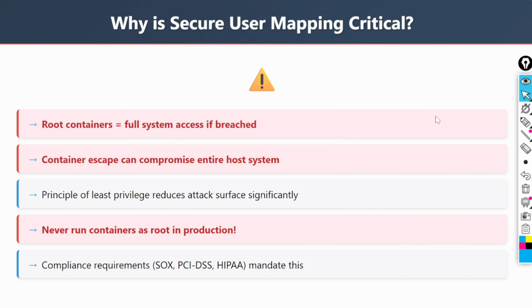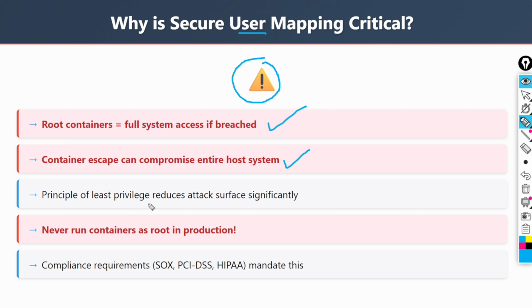Now let us see why secure user mapping is critical. These are some pointers. If we compromise on user mapping, then this will affect the following. Root containers obviously equal full system access if breached. That is one of the key critical components, and container escape can compromise the entire host system. If attackers try to come out of the container, then they can enter the system and compromise the host system.